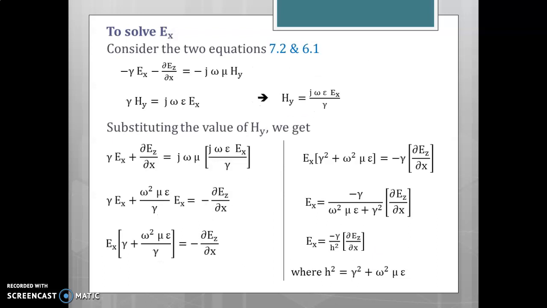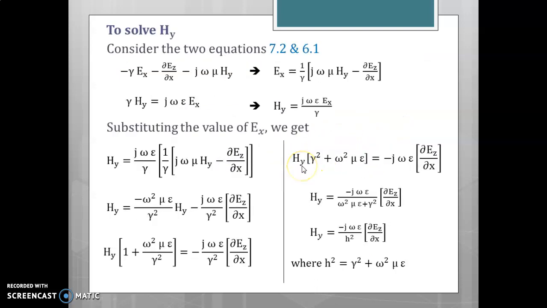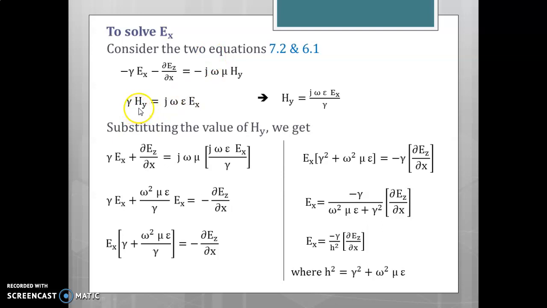Next, the electric field component in the x direction, that is Ex. Again coming back to equations 6 and 7, take the terms containing Ex, that is equation 6.1 and equation 7.2. Take the two equations, and from this equation I can find Hy is equal to j omega epsilon Ex divided by gamma. So substitute this Hy in the first equation, group the common terms, take the LCM, and similarly you will end up with Ex is equal to minus gamma by h square dou Ez by dou x.